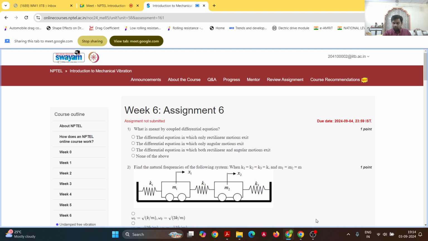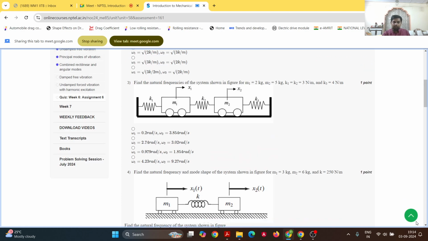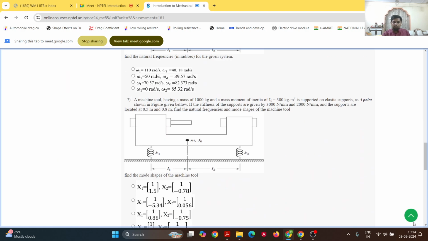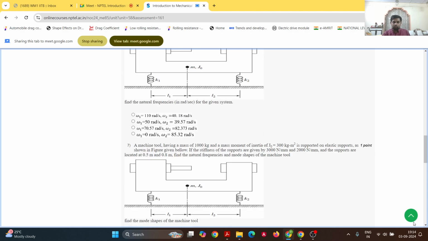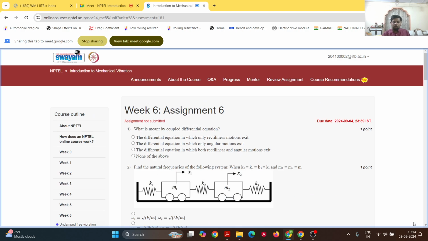Mr. Prashant has a question. Sir, mostly in 2 degree of freedom systems, the problems are on spring-mass systems. But in the book of Rao and other books, there are many problems on torsional vibration systems or double pendulum-like systems. Will there be any questions in the final exam on torsional vibration or the double pendulum?